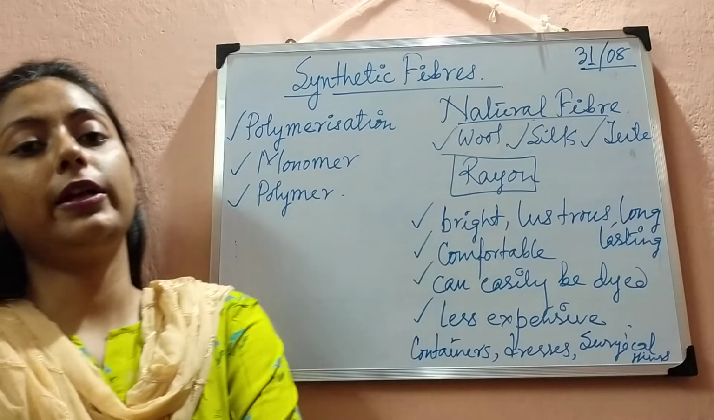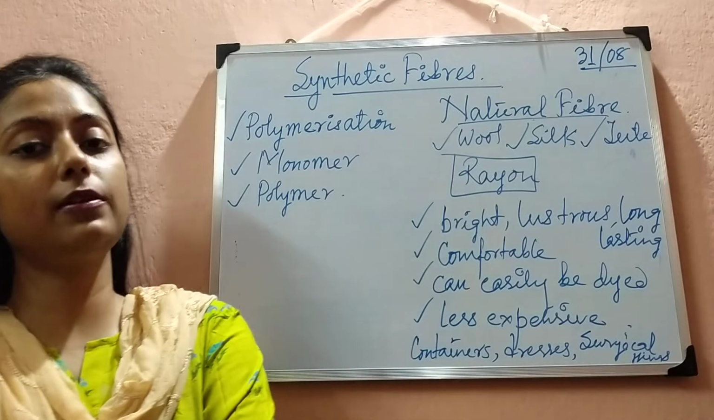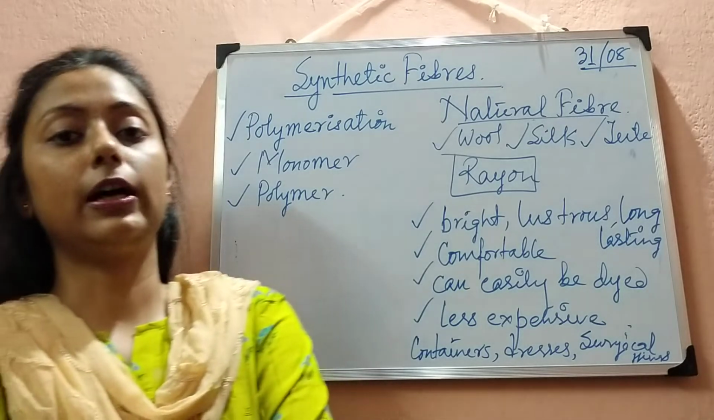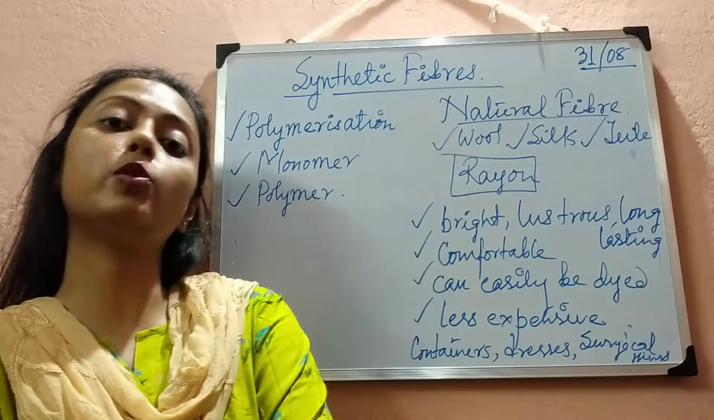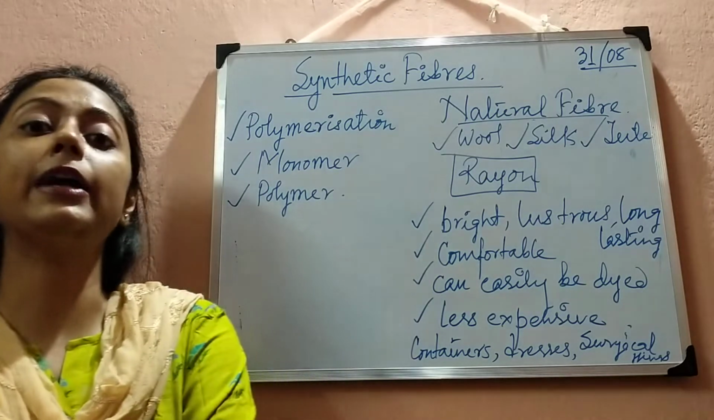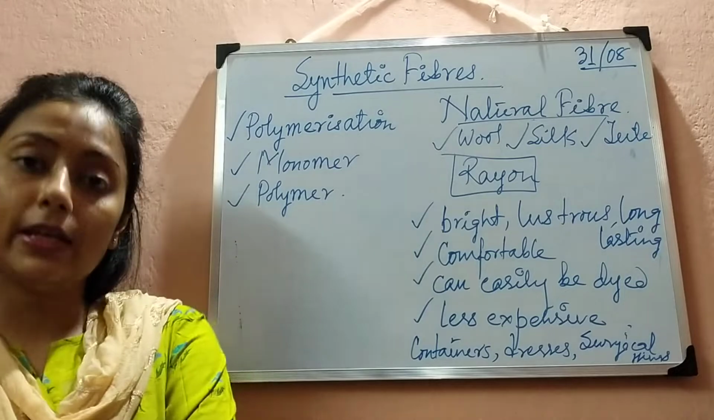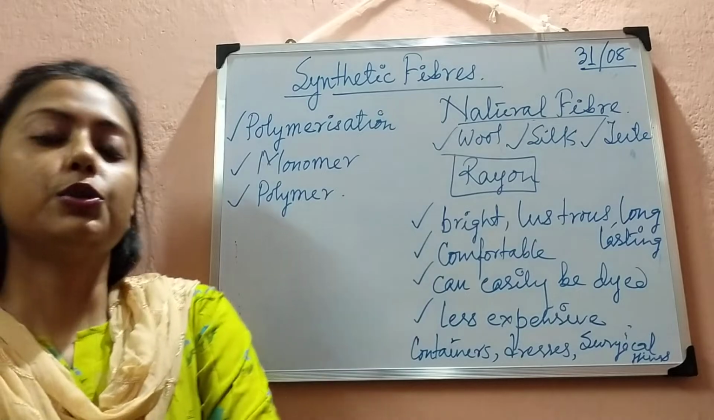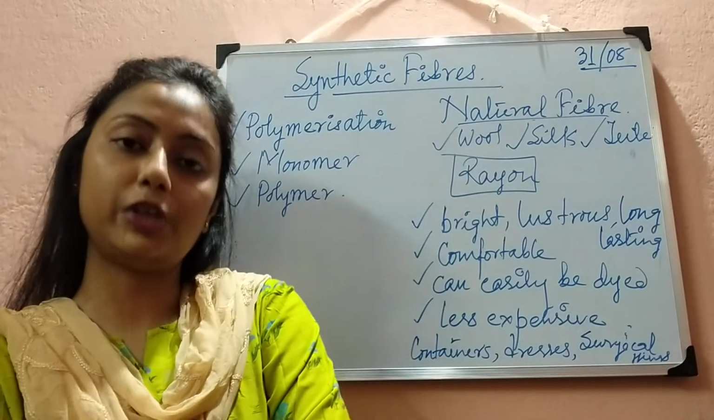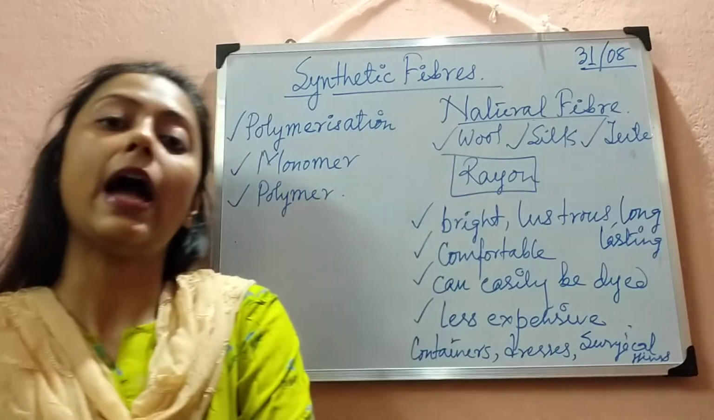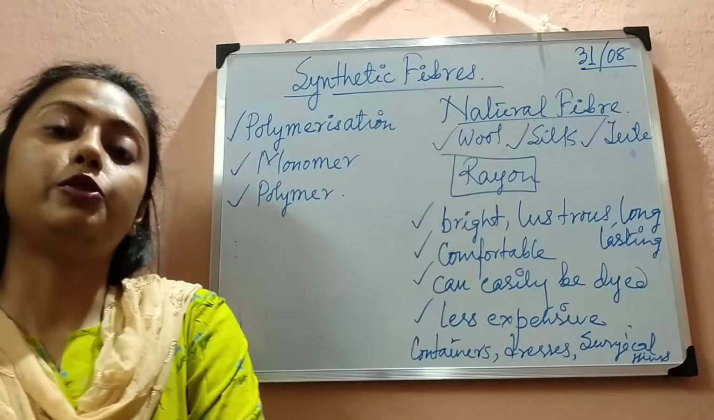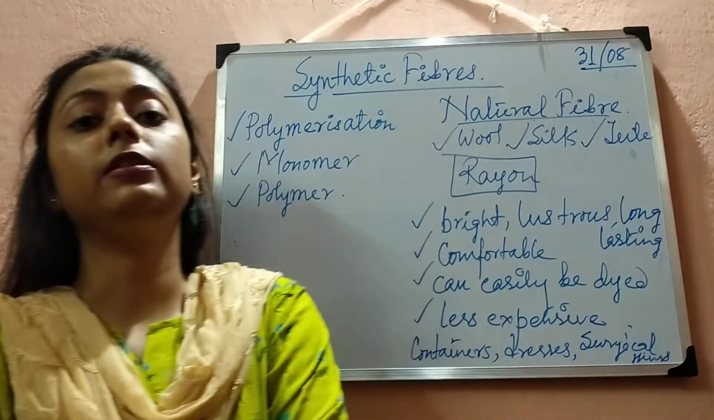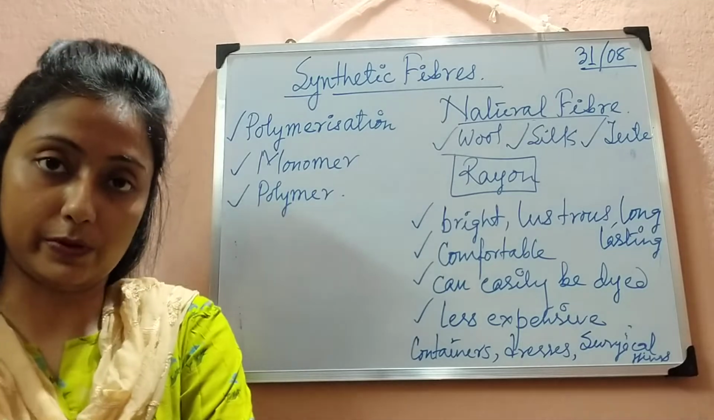So let's recapitulate natural fibers. What was a natural fiber? Natural fiber means a fiber that is obtained from natural sources, that is, plant sources or animal sources. A very common example of a plant source natural fiber is jute. From the jute plant we can obtain the jute natural fiber, and jute is used to make dresses, bags, upholstery, carpets, garments, and in industries and medical purposes.